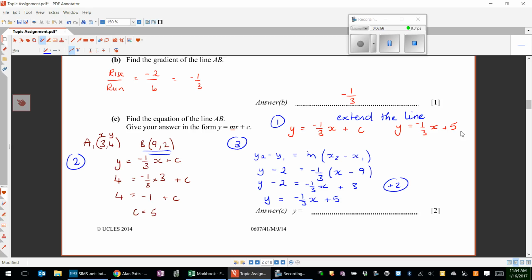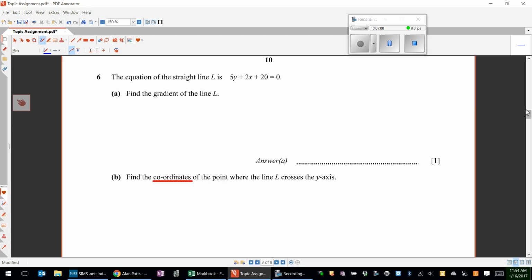We'll write this down and then you can have a copy. Alright. The equation of the line, 5y plus 2x plus 20 is 0. Find the gradient of the line. Well, we've got to rearrange it first. So to start with, I'm going to keep the y positive. So I'm going to do 5y plus 2x is minus 20, because I've subtracted the 20.